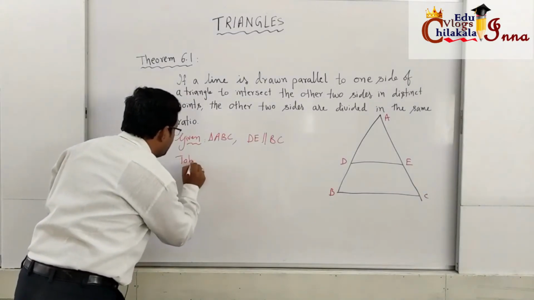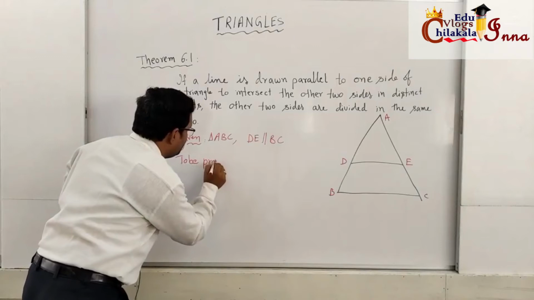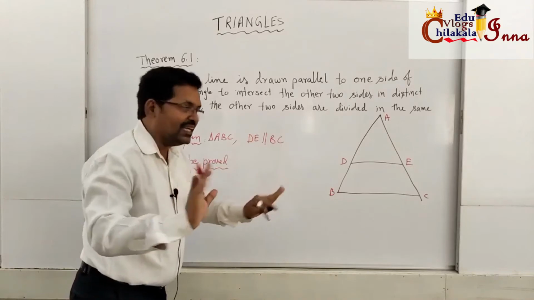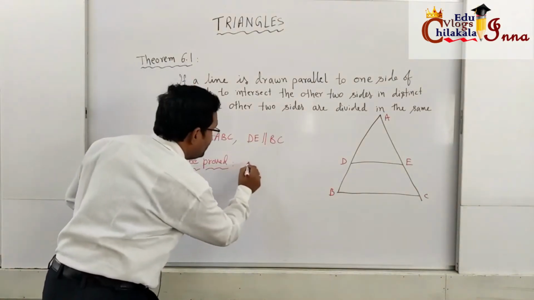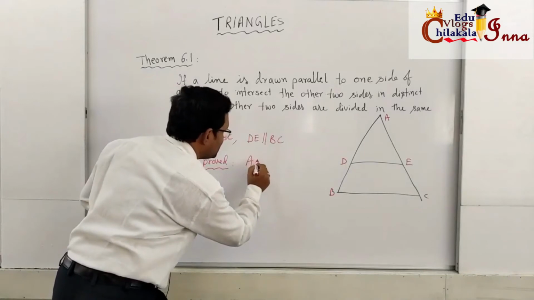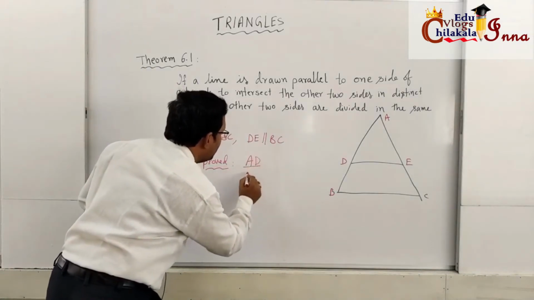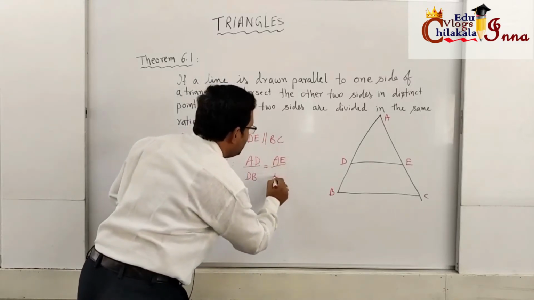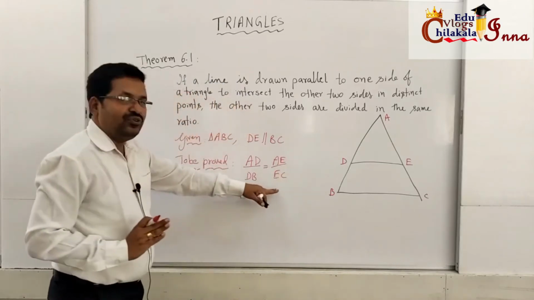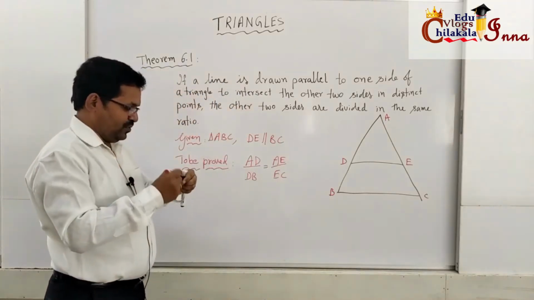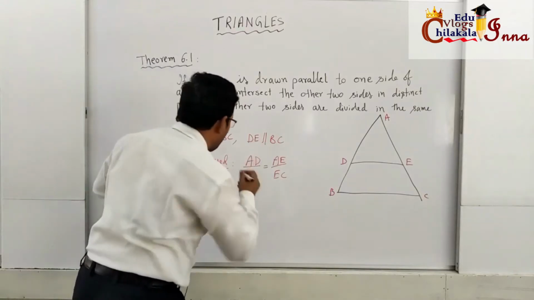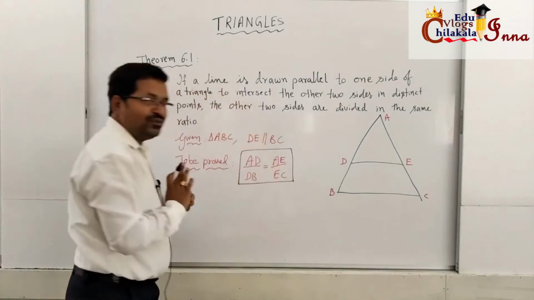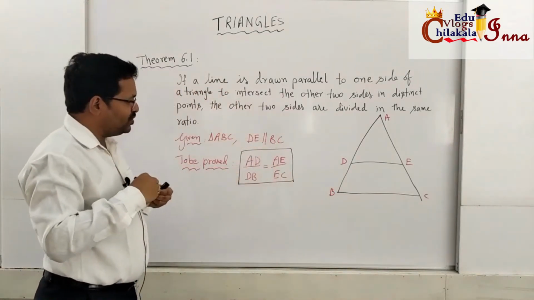So what is to be proved? If DE is parallel to BC, then DE is cutting the two other sides such that AD by DB is equal to AE by EC. So we have to prove this. This is to be proved.